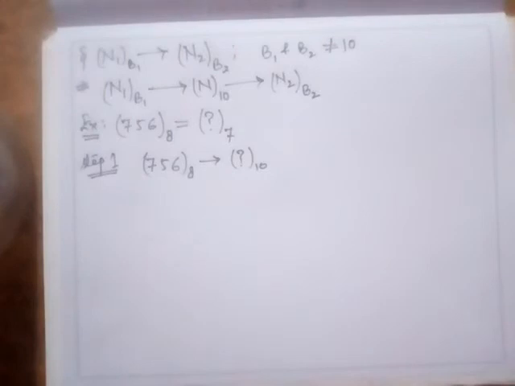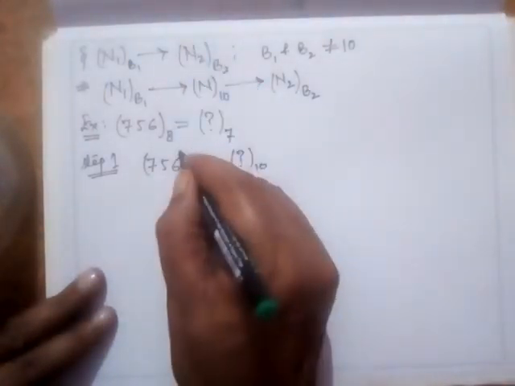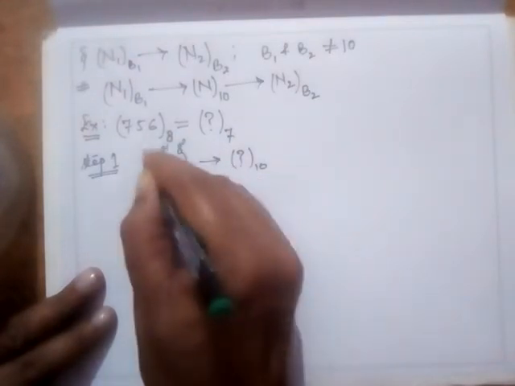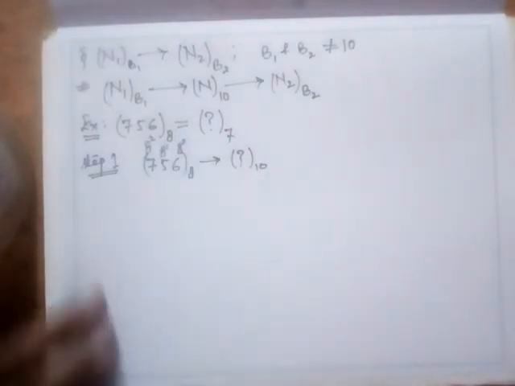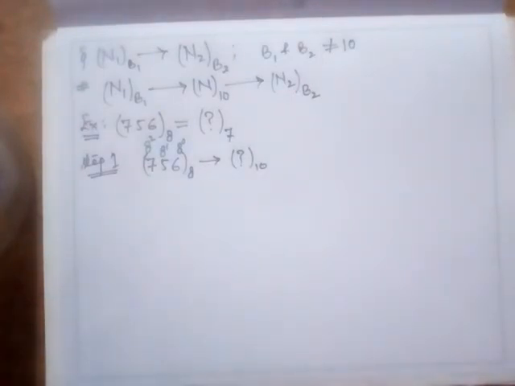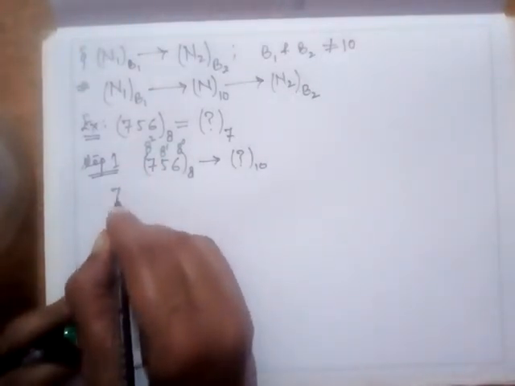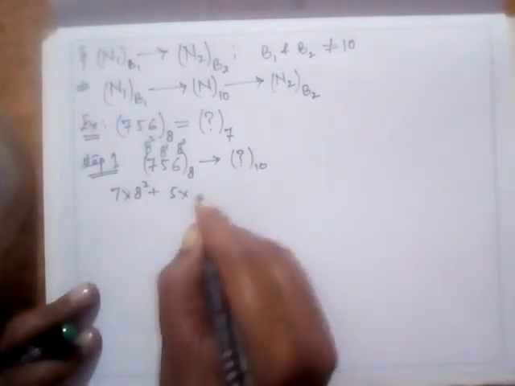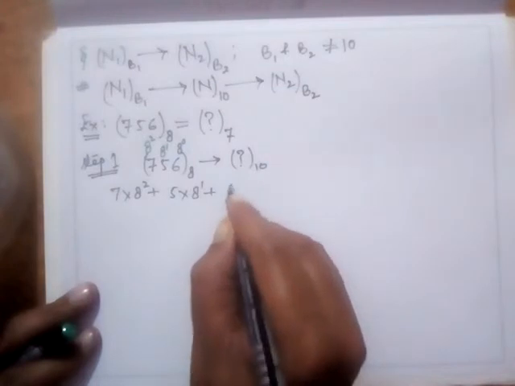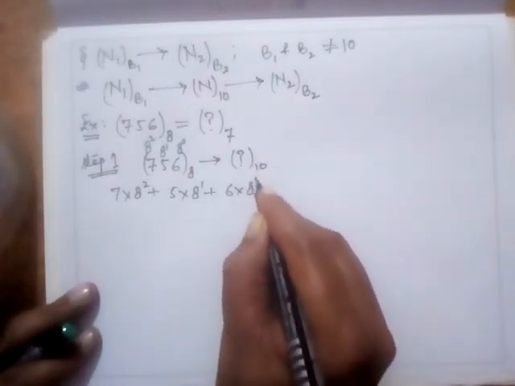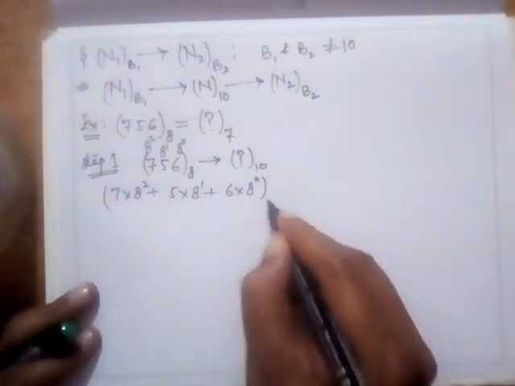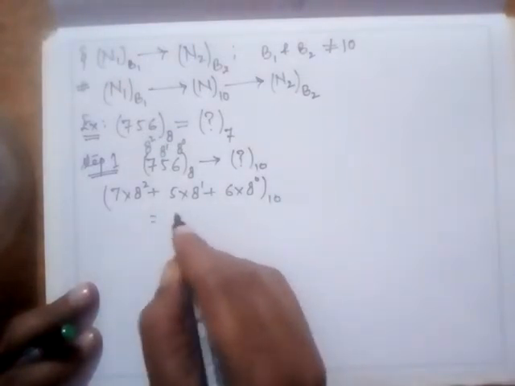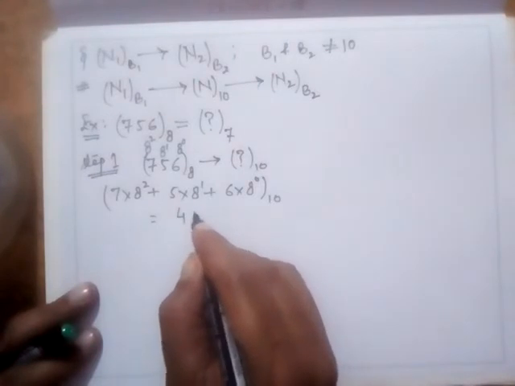Let's put the weight on this. Naturally, the weight on this is 8 to the power 0, the weight here is 8 to the power 1, and the weight here is 8 to the power 2. So this one will be 7 into 8 to the power 2 plus 5 into 8 to the power 1 plus 6 into 8 to the power 0. This is the corresponding number in base 10, and if I solve this, it results in 494 as per my calculation.